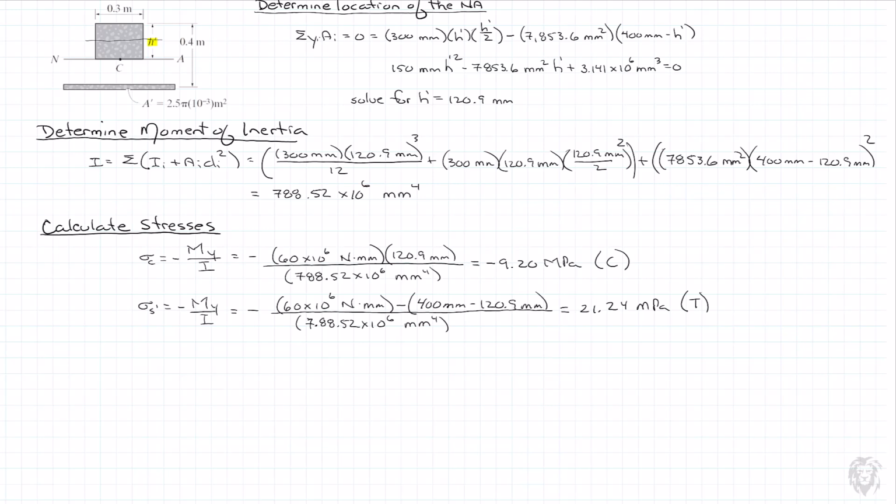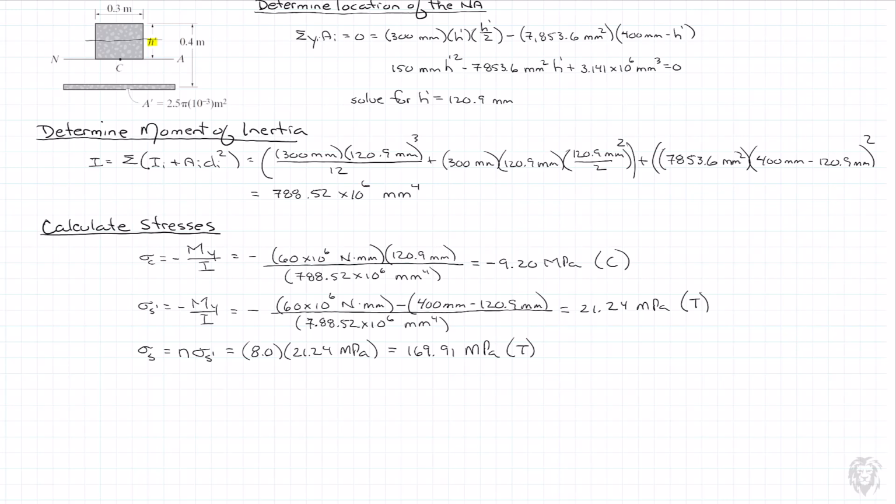But in order to figure out what the actual stress in the steel component itself is, we're going to have to untransform that, if you will. And so the stress in the steel is equal to our factor n multiplied by our stress in the steel prime. And so that's just 8.0 multiplied by 21.24 megapascals, and we get a value of 169.91 megapascals, and still, of course, in tension.